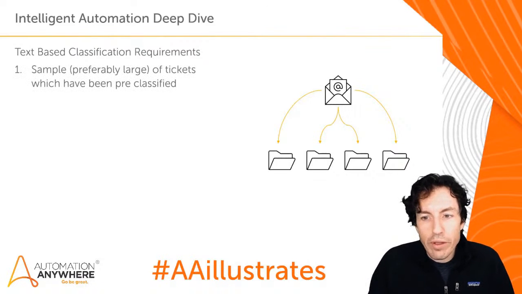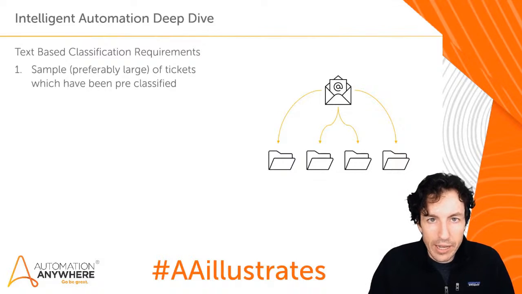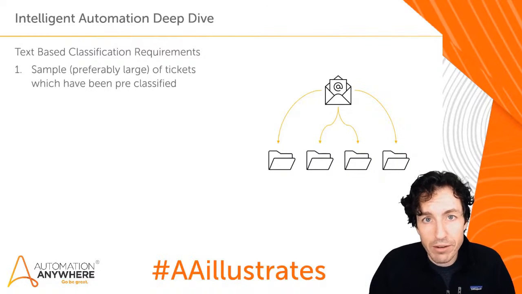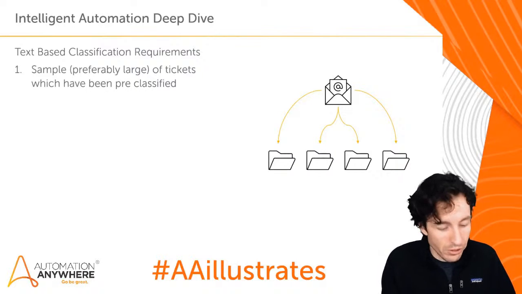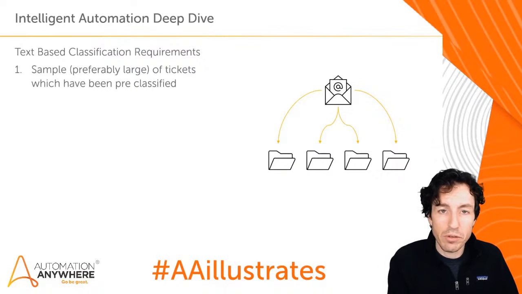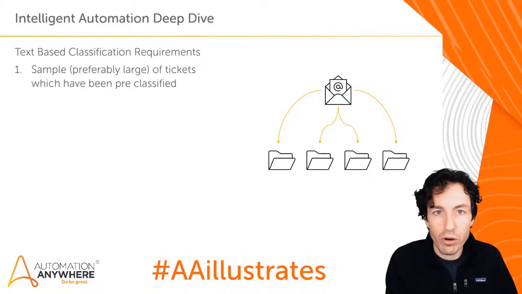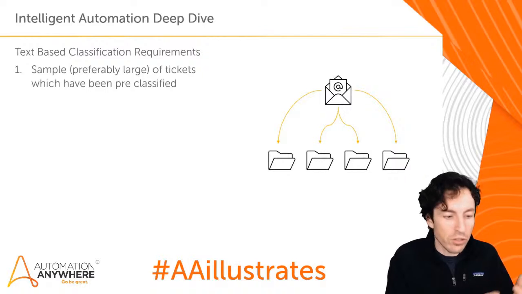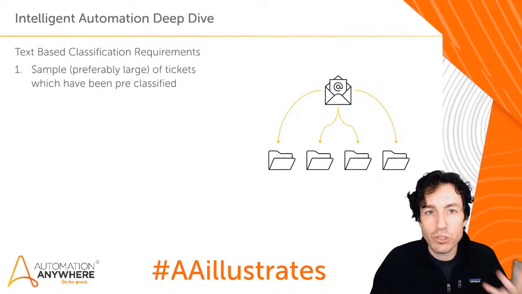So first off, if we're going to try to do this ticket classification based on text, we're going to need a sample, and preferably large, right? The more data, the better, of tickets that have already been pre-classified. So we need examples of those desktop hardware emails. We need examples of those desktop software emails and the network, what do we call it? Yeah, networking and account access and general questions. We need examples of all of those types, right?